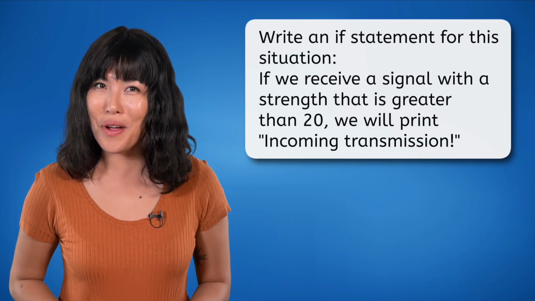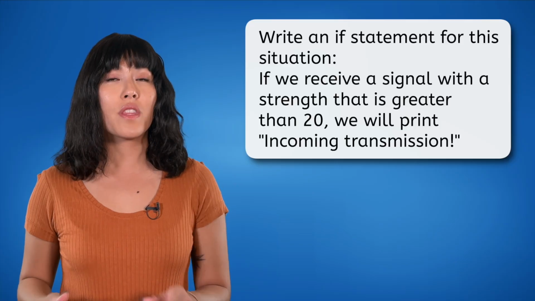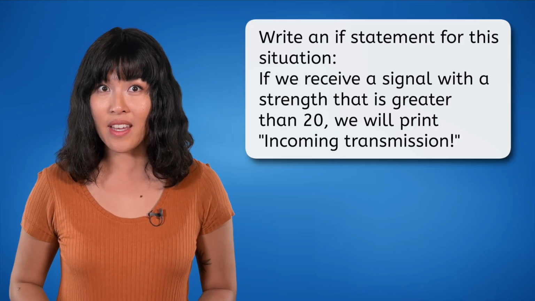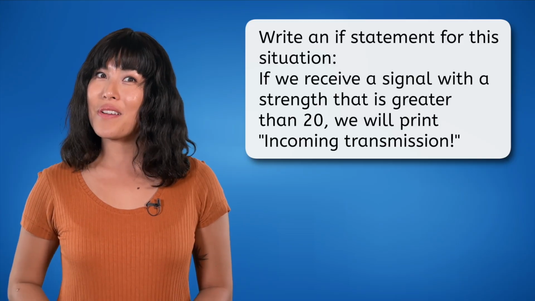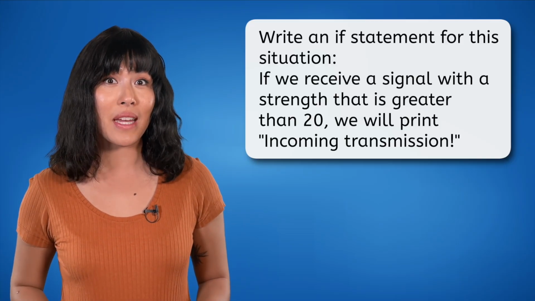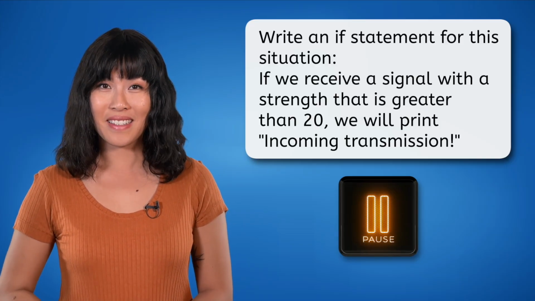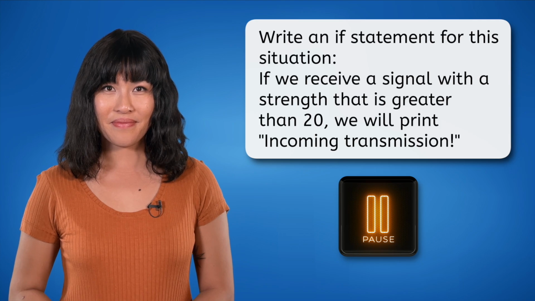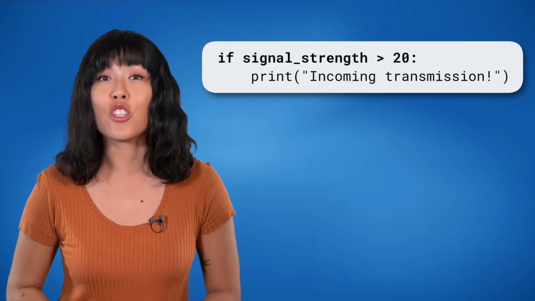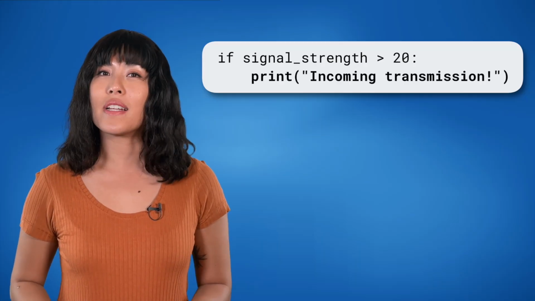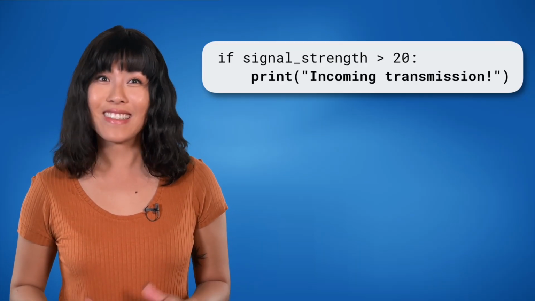Try this one on your own. If we receive a signal with a strength that is greater than 20, we will print incoming transmission. Pause the video here and write your if statement in your guided notes. Is this what your code looks like? If the signal strength is greater than 20, this will print incoming transmission. Great job!